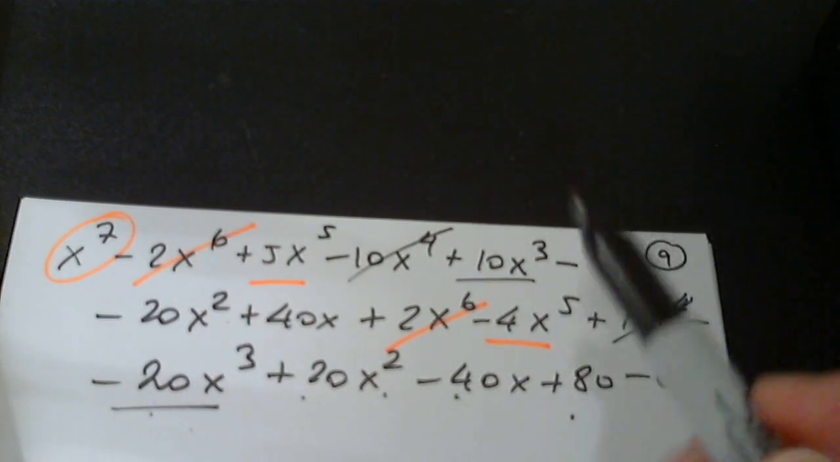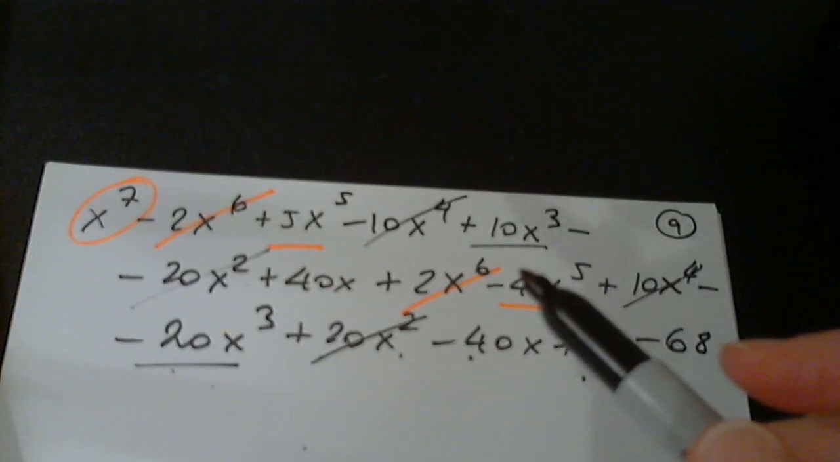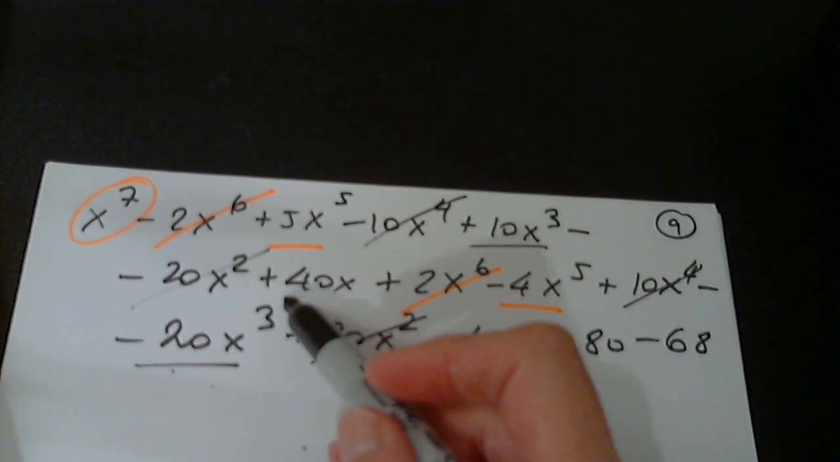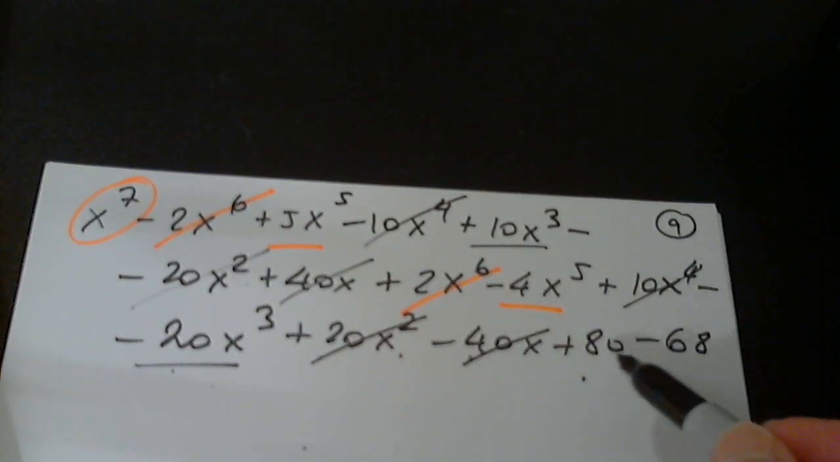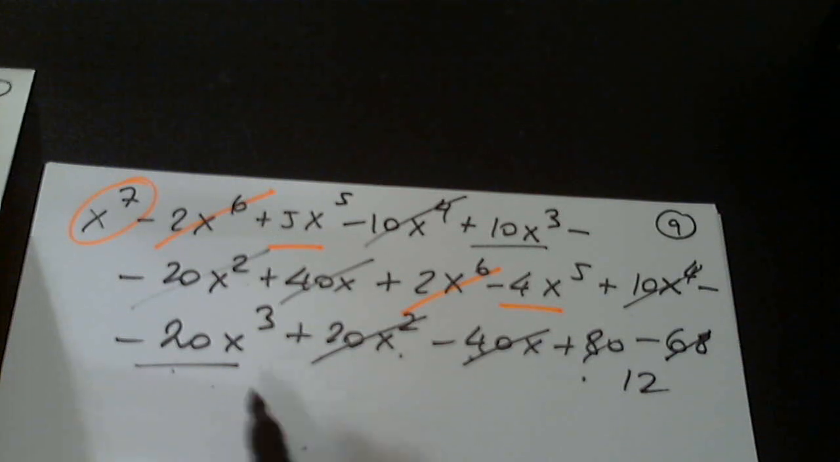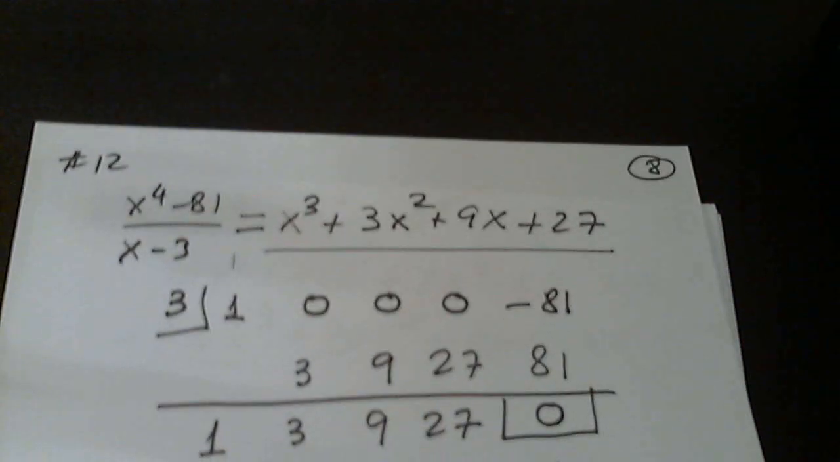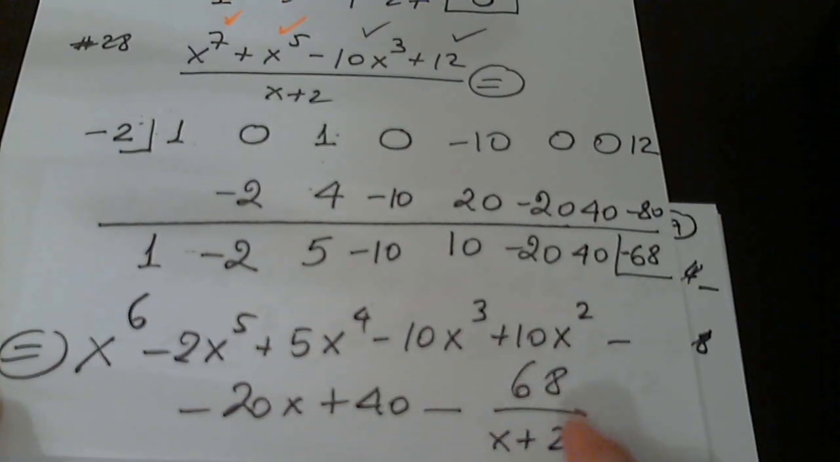Okay, now x squared. Negative 20x squared with positive 20x squared has to go away. They did. 40x with negative 40x. And 80 minus 68 is 12. And there is nothing else. So we recover these 4 terms. Everything else is gone. So therefore, the answer is indeed minus 68 over this.